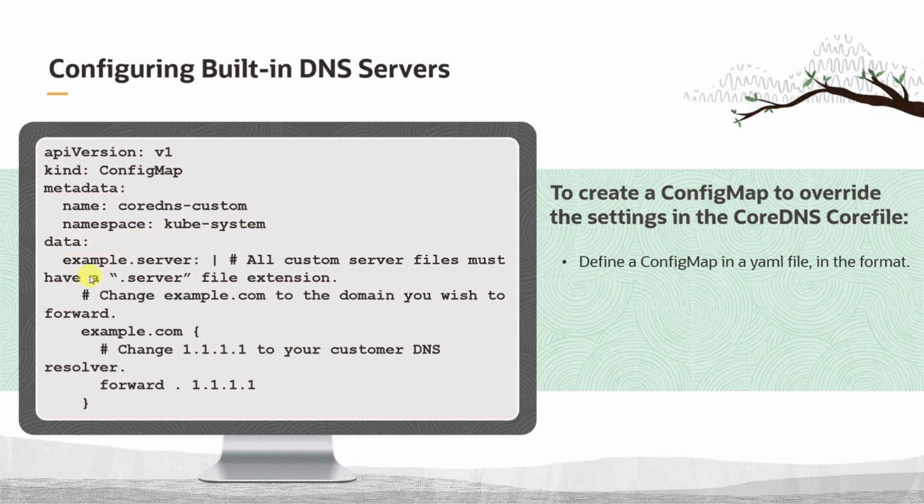The data section holds the actual configuration data in key-value pairs. The key over here is example.server, and its value is a block of configuration in the form of a multi-line string. The pipe over here indicates that the following indented block is a YAML multi-line string, and the multi-line string contains CoreDNS configuration directives. Also make a note that all custom server files must have a .server file extension.